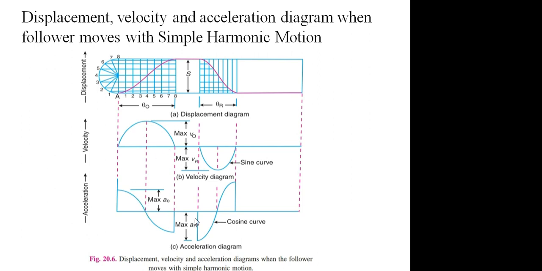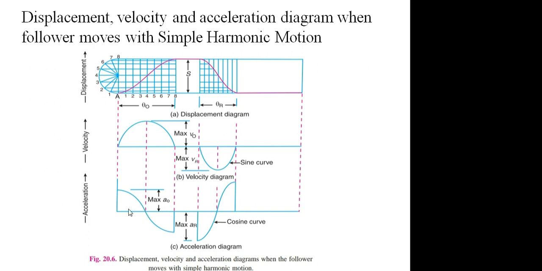Now this is the acceleration diagram. For the acceleration diagram you will get a cosine curve. Again you will find it is 0 at the mid of the outstroke and at the mid of the return stroke. The acceleration of the follower is maximum at the start of the outstroke and at the end of the outstroke. Similarly, it will again be maximum at the start and end of the return stroke of the follower. So you will get a cosine curve for the acceleration diagram.